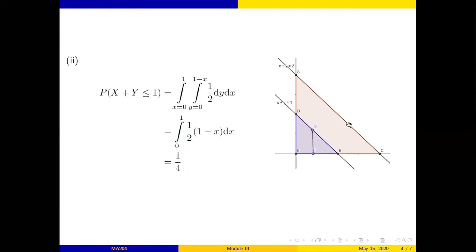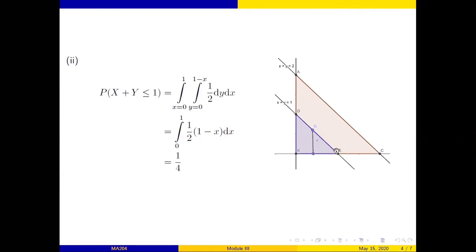Hence we have the region determined by x greater than 0, y greater than 0, x plus y less than 2 and x plus y less than or equal to 1, and hence we restrict ourselves to this blue shaded region. This blue shaded region is the region of integration when we consider probability x plus y less than or equal to 1. Remember, the basic region remains the same. The basic region is given in this portion.